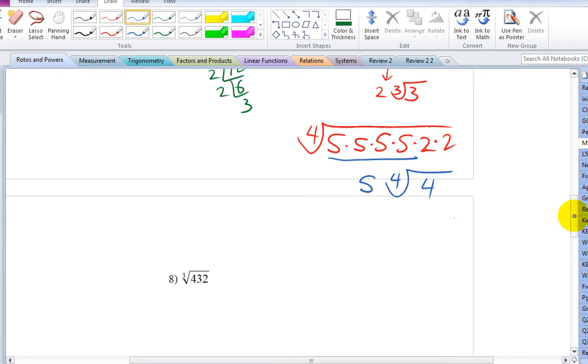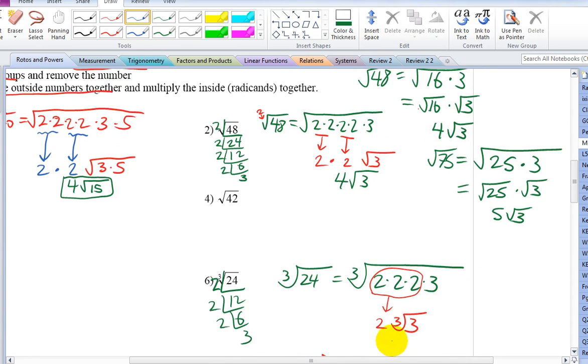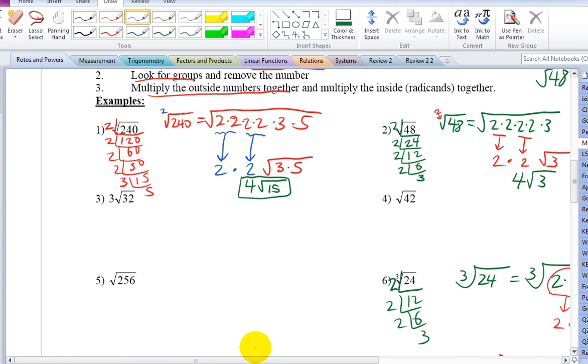How would we do example number 3? Let's have a look at that right now. So now we're going to get into some weirder cases, okay? So for number 3, we have 3 square root 32. So what we do is we break down the 32. Divide by 2, 16, divide by 2, 8, 2, 4, 2, 2. So here's a pair, and there's a pair. So this number can come out.